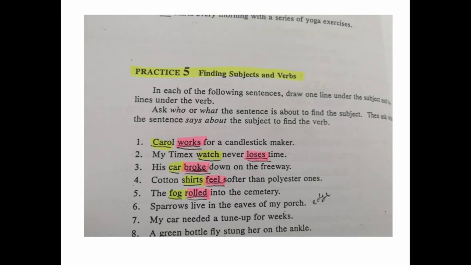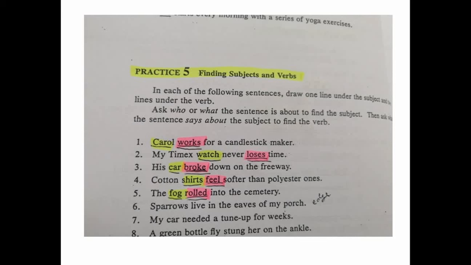So here I chose again 2 different highlighters in order to distinguish between the subject and the verb. For the subject I use the color yellow, and for the verb I use the color pink. So, Carol works for a candlestick maker. Who works for a candlestick maker? Carol. Therefore Carol is the subject. We underline it once. What does the sentence tell us about Carol? She what? Works. Therefore works is the verb. Okay?